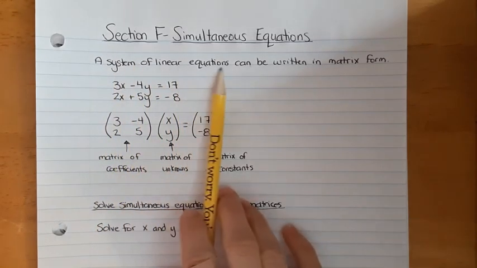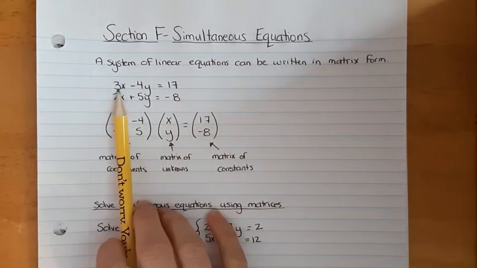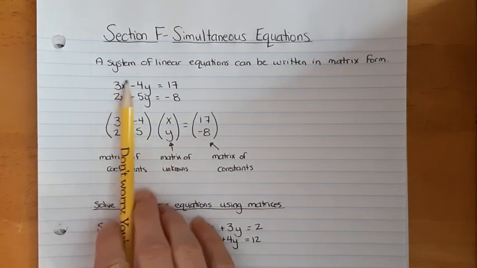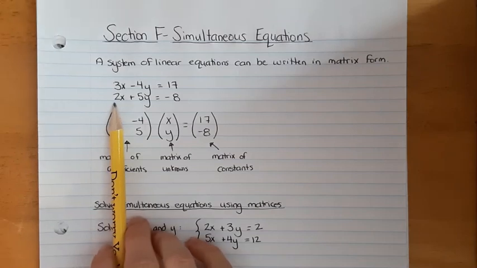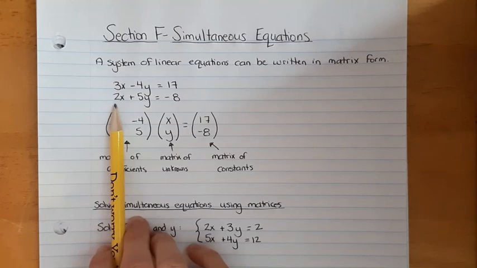Okay, so a system of linear equations can be written in matrix form. So we've got two linear equations that we want to solve simultaneously. Before today, you might have tried substitution, elimination, or graphing them and finding the point where they cross. Now we're adding a fourth method to our toolbox for how to solve these simultaneous equations.